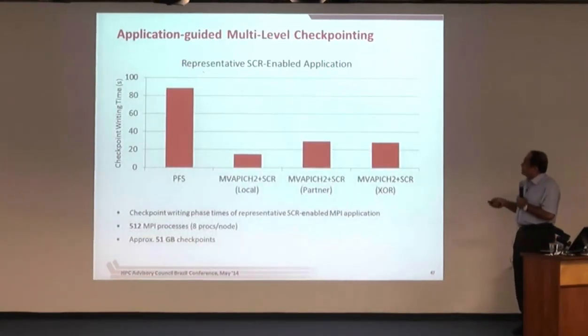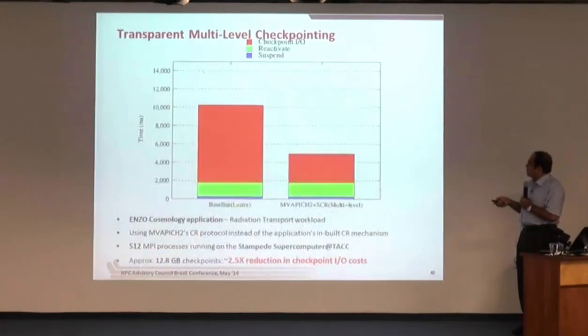So here you will see an example we took. This is an MPI application, 512 MPI processes. It has almost 51 gigabytes of data in the checkpoint. If you do a very naive way, this is what it takes for the checkpoint time. But if you do it with the SCR support, either local, partner, or XOR, you significantly cut down the time.